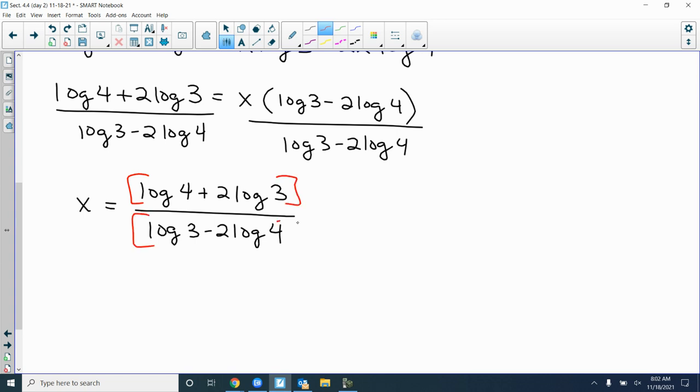You can think of the numerator in parentheses, the denominator in parentheses. You can go bit by bit. Don't round off until the very end. All right, see what you get. Round to the nearest thousandth. Now, if you want to check it, you can plug it back in and see if the two sides are pretty close.